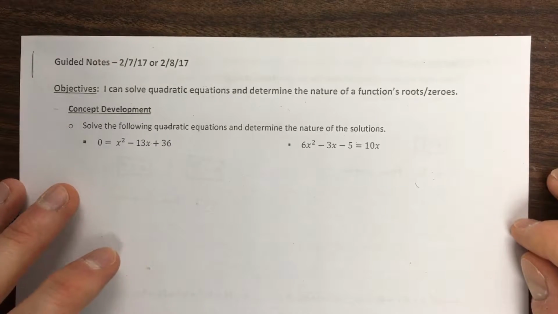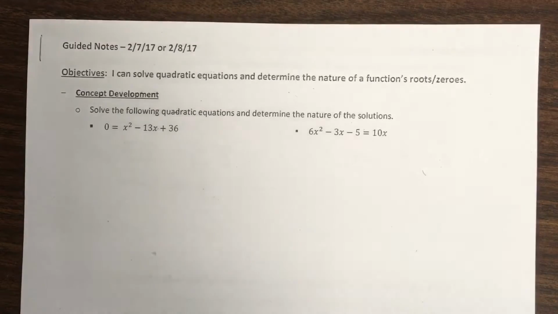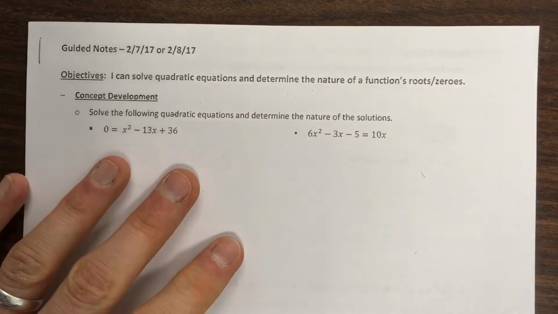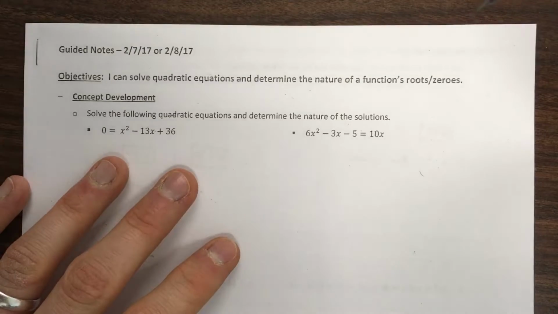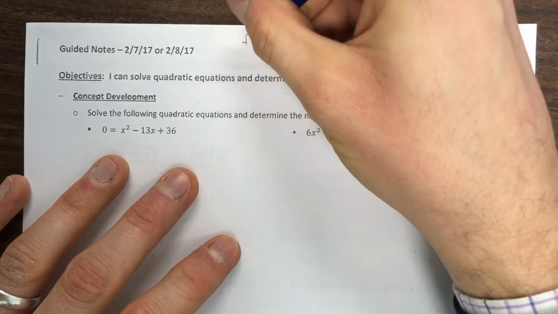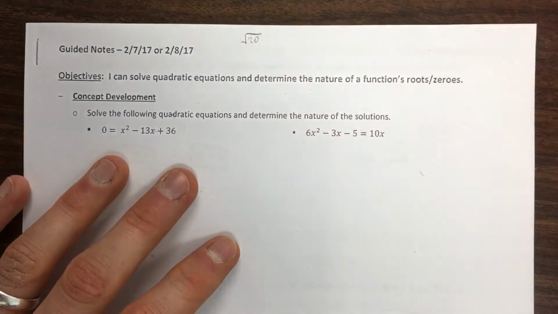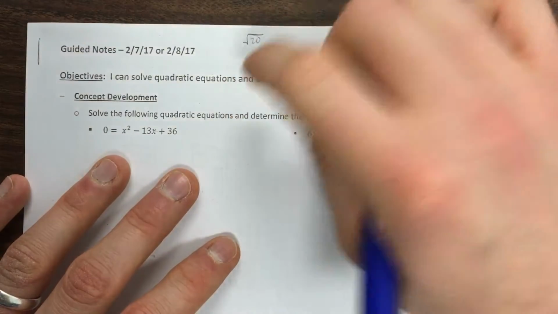These videos are for February 7th, February 8th, looking at solving quadratic equations and also determining the nature of a function's roots and zeros. To start, what we looked at today is first square roots, simplifying square roots. I started with square root of 20, determining if we could simplify square root of 20.